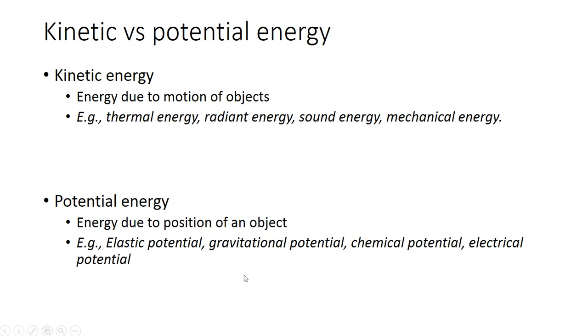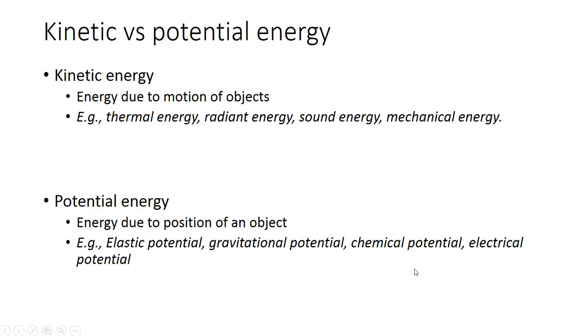Then we have gravitational potential energy. So gravitational potential energy is if something is hanging up a tall building. It is very high there, its position is high, it has a lot of potential energy. For you to use that potential energy, you push it, and that potential energy changes to kinetic energy.